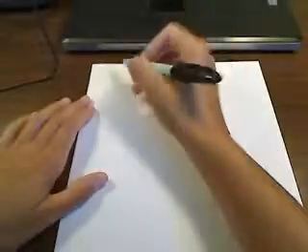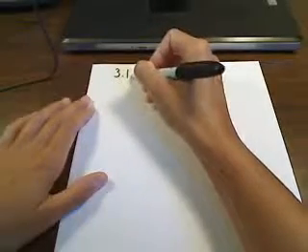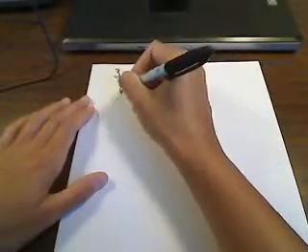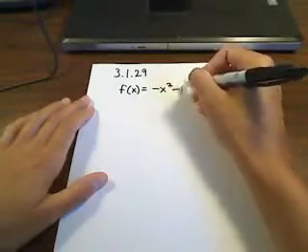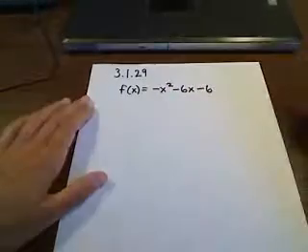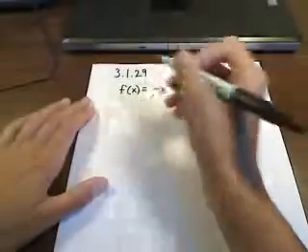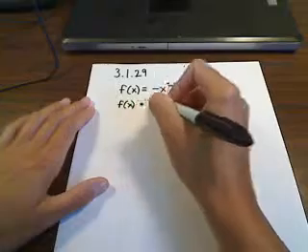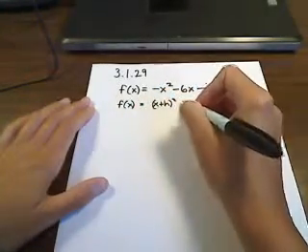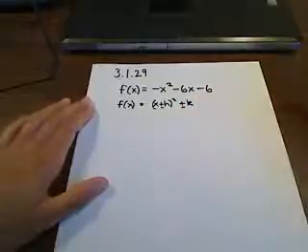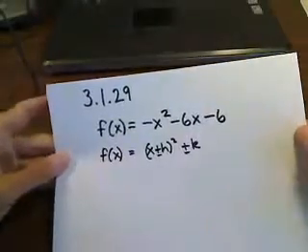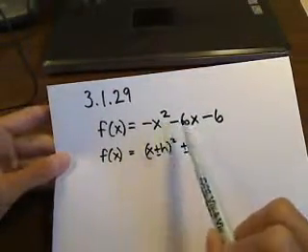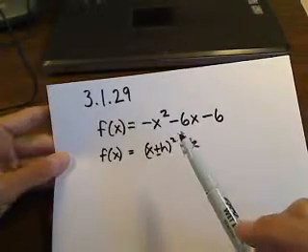I wanted to do out for everyone a question from section 3.1.29. They gave you this quadratic, f of x equals negative x squared minus 6x minus 6, and they ask you to write it in standard form, x plus h squared plus k. So we need to take this quadratic, write it in the standard form, and be able to identify the vertex.